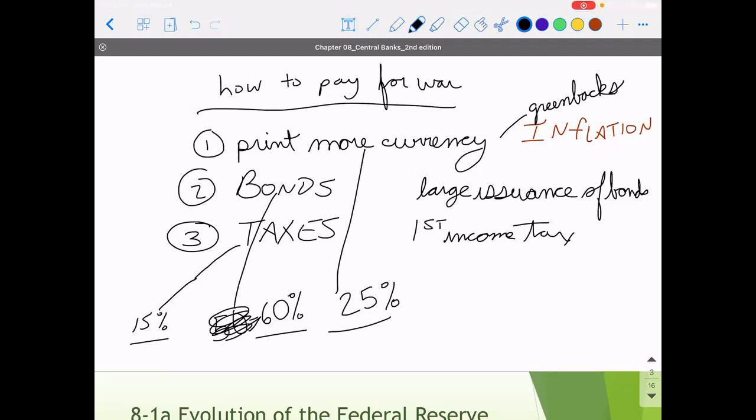The result of printing that much cash was that the inflation rate in the North was about 90%. So that means that prices just about doubled between like 1861 and 1865. In the South, they financed their operations mainly with printing more currency. And the South had 9,000% inflation.